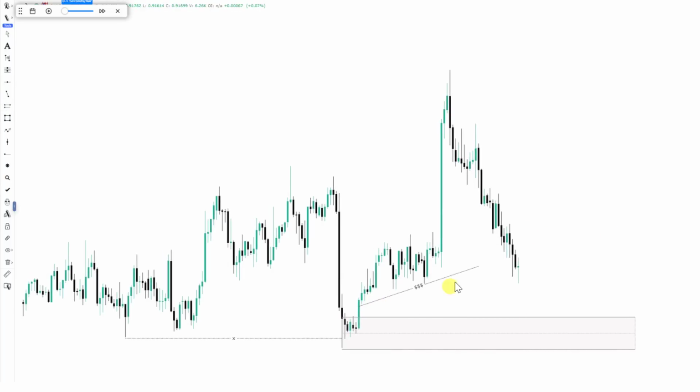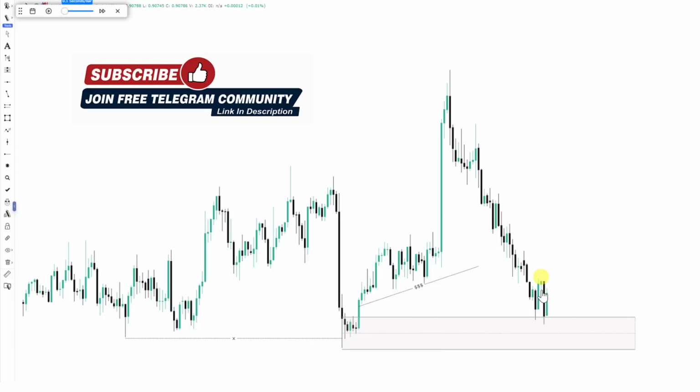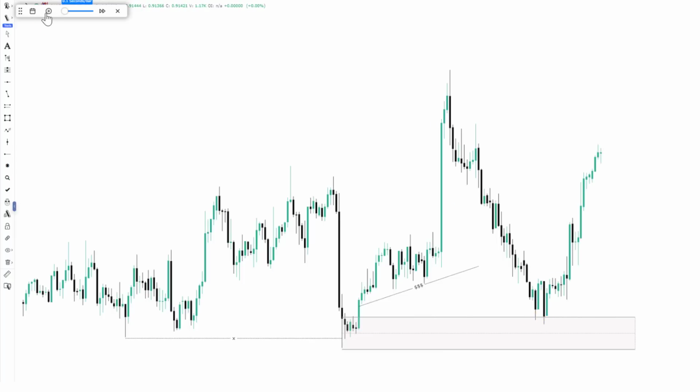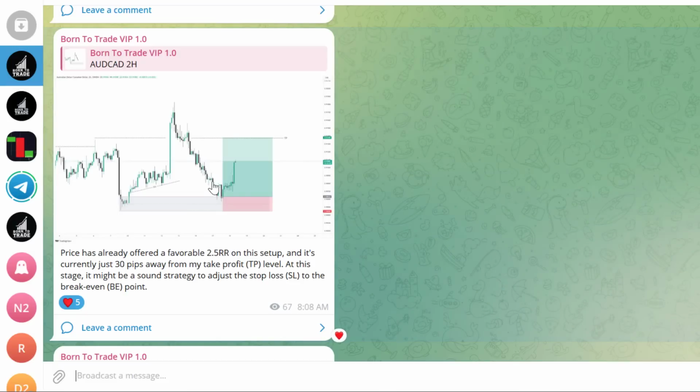Price is likely going to sweep the liquidity at this level, then come back to rebalance or retest this particular level. And you see how price comes back, retests the level, and moves away to the upside. This is actually the result right here, because I and my team, those who are part of our VIP, were able to get involved in this particular setup. So let me show you. This is the result right here.